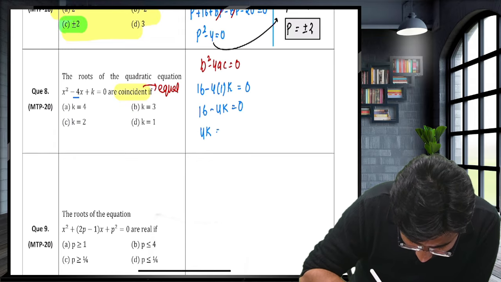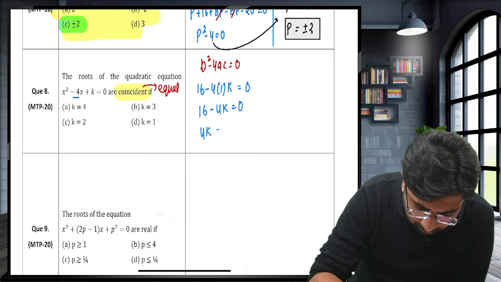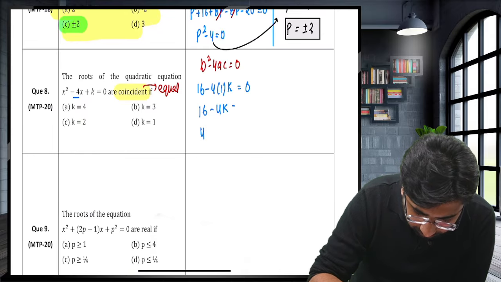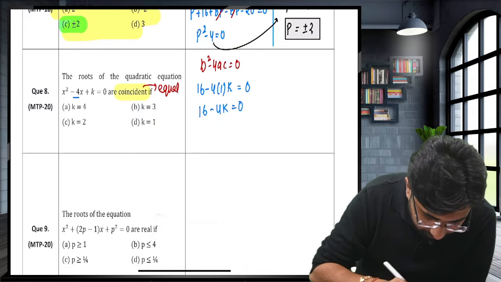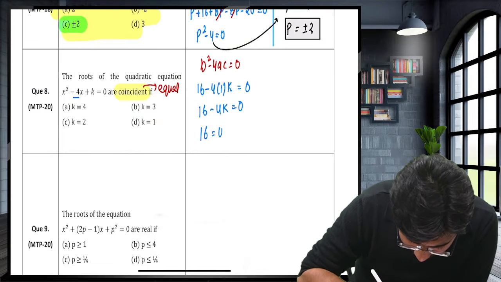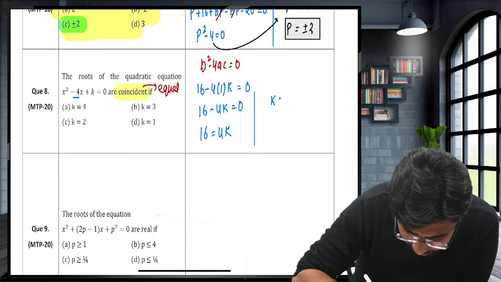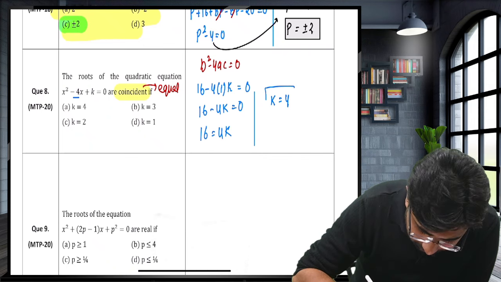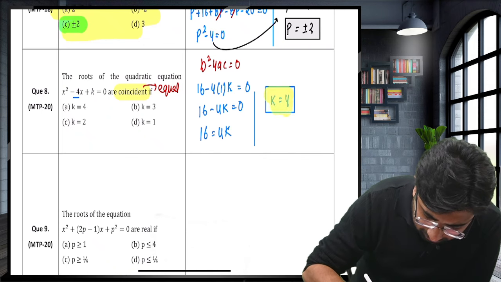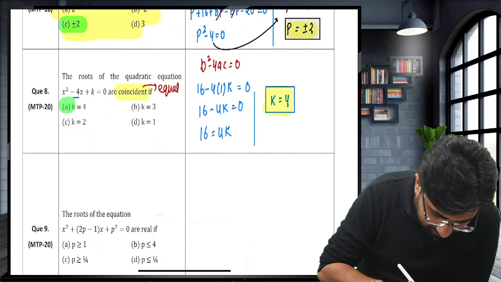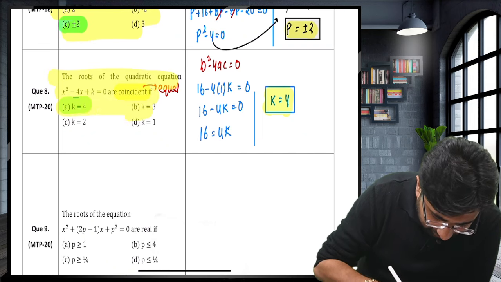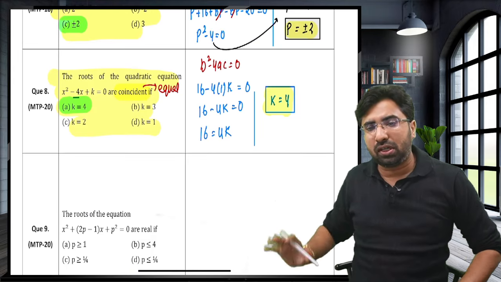So 4k is equal to 16, or you can say 16 is equal to 4k. So guys, what is the value of k? k is equal to 4. Everybody, is this point clear to all of you? So k is equal to 4. Option A is the right answer. Is this point clear to all of you?